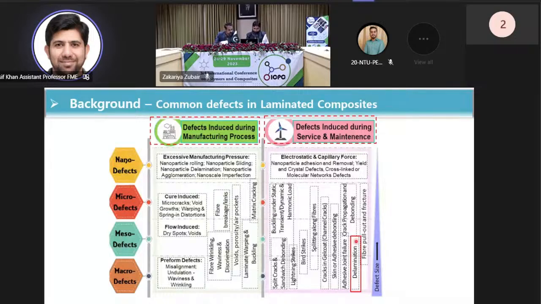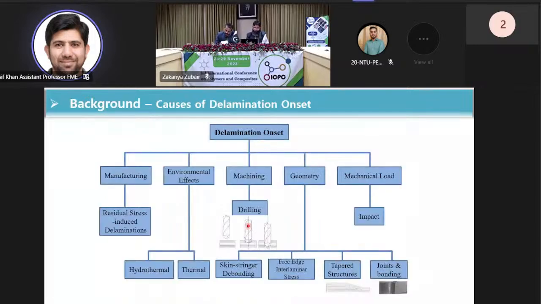And this can ultimately lead to the catastrophic failure of the structure. So this is one of the serious flaws or defects in laminated composites. There are various physical factors that affect the initiation and onset of delamination in laminated composites. For example, it can be initiated even during the manufacturing process because of high residual stresses.